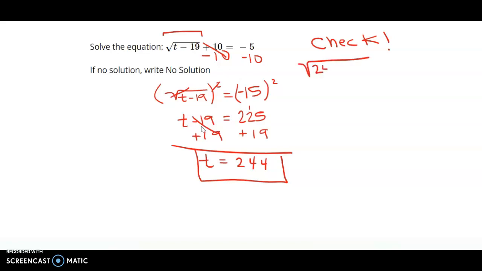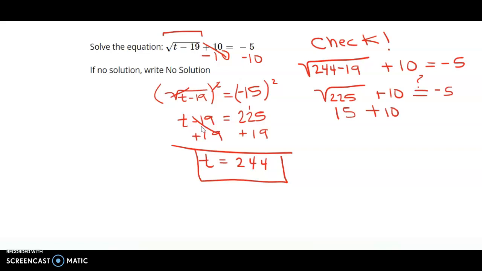So we have t equals 244: the square root of 244 minus 19 plus 10 equals negative 5. We're going to see if this does equal negative 5. Well, 244 minus 19, we can see from our work right here, is just going to be 225. The square root of 225 plus 10. Again, does this equal negative 5? The square root of 225 is 15, plus 10. Well, that's not going to work out, is it? 25 does not equal negative 5.